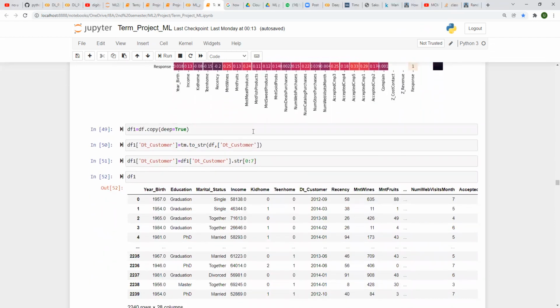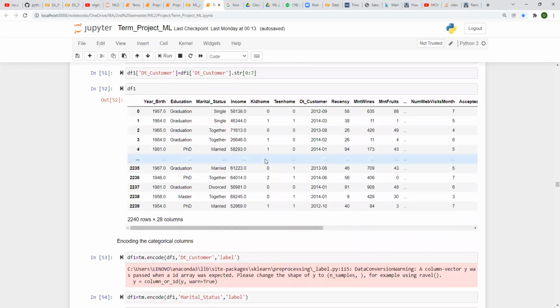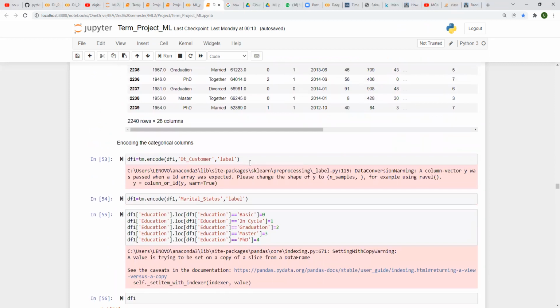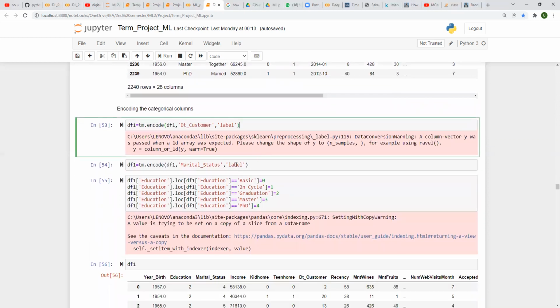Now, if we move ahead, DT_customer is converted to string format because now we are moving towards the encoding part, because machine learning cannot be done without encoding. So DT_customer is converted to string. All the 7 characters are converted to string. And now we are going to encode it. So DT_customer is done through label encoding. And marital status is done through label encoding.